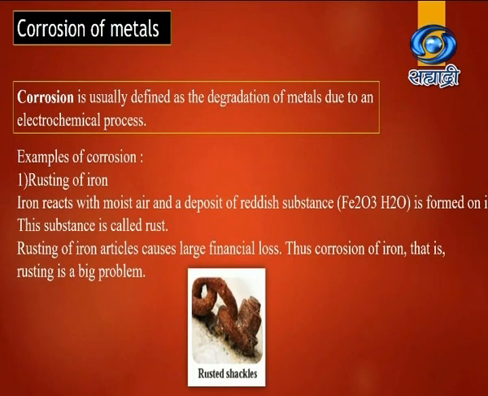Corrosion of metals. Corrosion is usually defined as the degradation of metals due to an electrochemical process. Examples of corrosion. First, rusting of iron. Iron reacts with moist air and a deposit of a reddish substance, Fe2O3.xH2O, is formed. This substance is called rust. Rusting of iron causes large financial loss. Thus, corrosion of iron, that is, rusting, is a big problem.